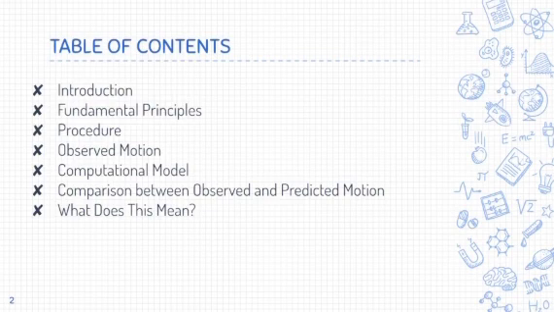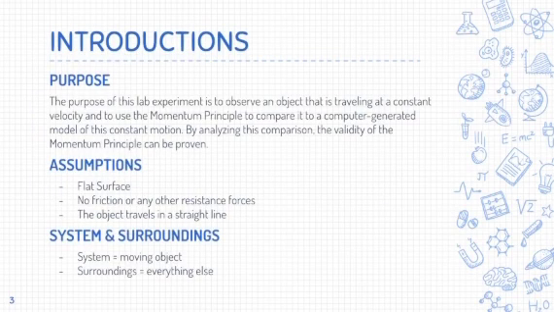This is my first lab video, lab number 1, constant velocity. So the purpose of this lab experiment is to observe an object that is traveling at a constant velocity and to use the momentum principle to compare it to a computer-generated model of this constant motion. By analyzing this comparison, the validity of the momentum principle can be proven.